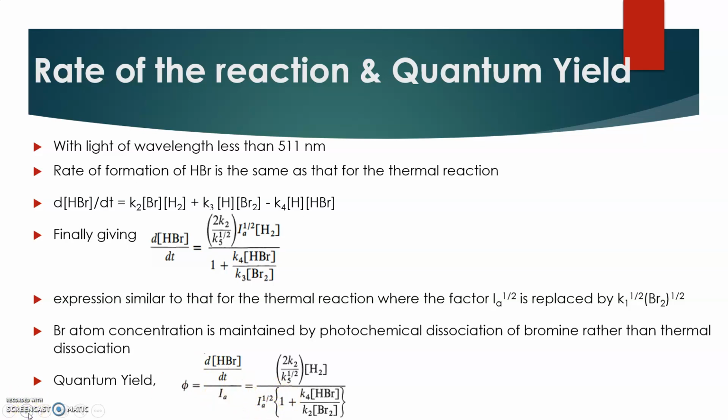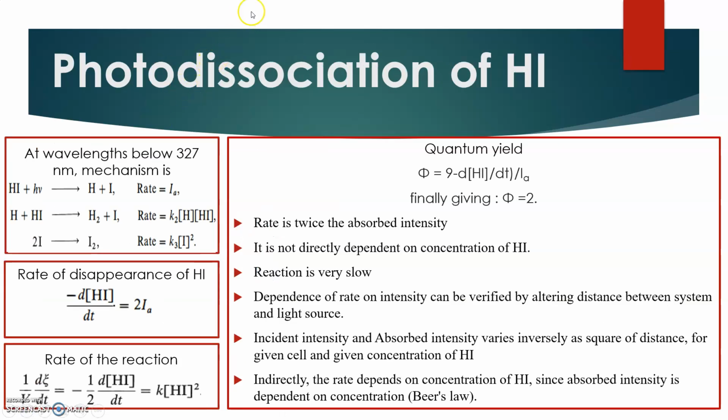The next topic is the photodissociation or photolysis of hydrogen iodide. The photolysis is the chemical breakdown of a compound due to the influence of light or radiation. When hydrogen iodide, HI, is irradiated with wavelength below 327 nanometer, the hydrogen and iodine atoms are separated, with the rate of that reaction step being equal to the intensity of light absorbed.